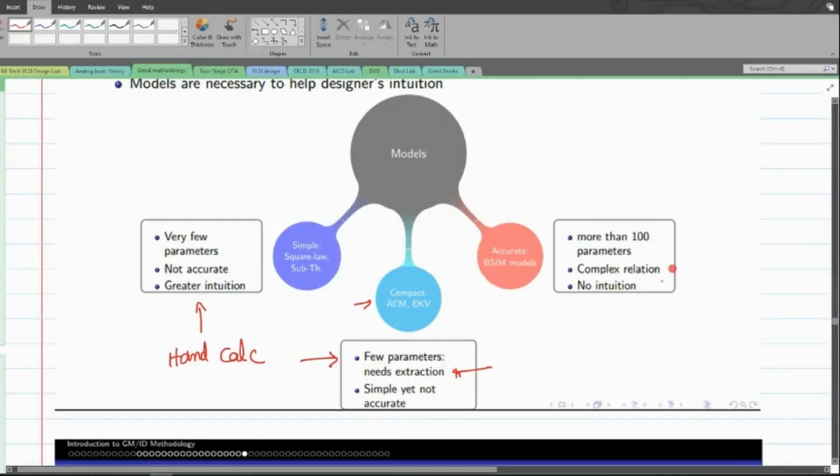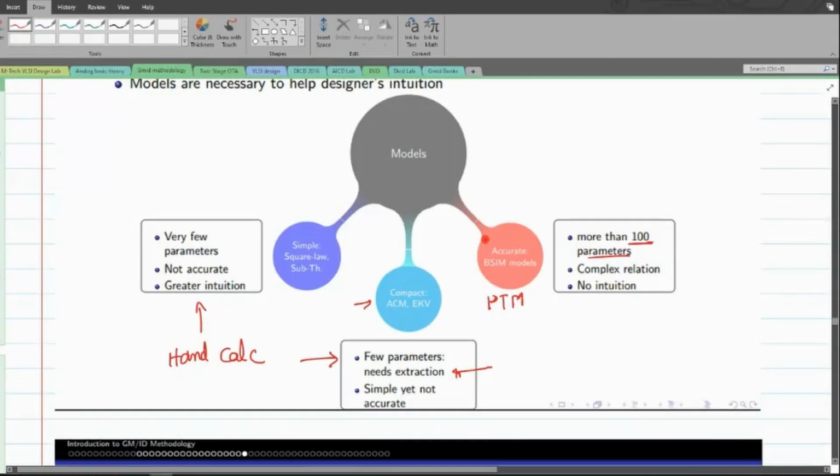Whereas on the other side, when I take the accurate model, the accurate model currently in use is this BSIM model, which we are using in the GPDK 180 nanometer technology, and there is also one more model, which I think is PTM. This model is again an accurate model, which involves more than 100 parameters. It is not just one or two. You are given hundreds of parameters, and it becomes very hard to do a hand calculation by making use of this accurate model. Even though it can give the actual behavior of the transistor, we can't use it.